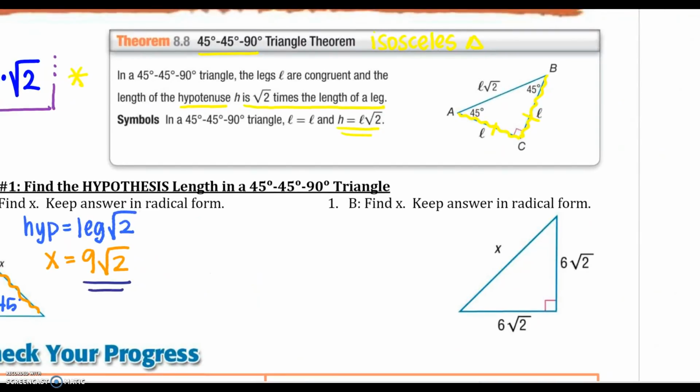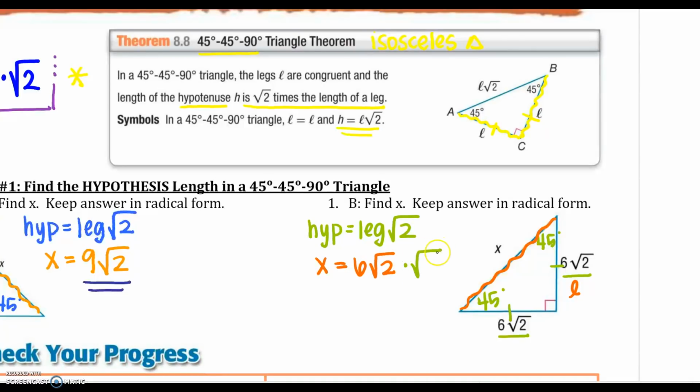All right, next I have 6 square root of 2 and 6 square root of 2, which means I have an isosceles triangle, which also means I have a 45, 45, 90 degree triangle there, so I can use my hypotenuse equals my leg times the square root of 2. X would be my hypotenuse. 6 square root of 2 would be my leg, so I'm going to just fill in the blank. X equals 6 square roots of 2, which is my leg. And I have to make sure I include that square root of 2. I have to finish out my formula.